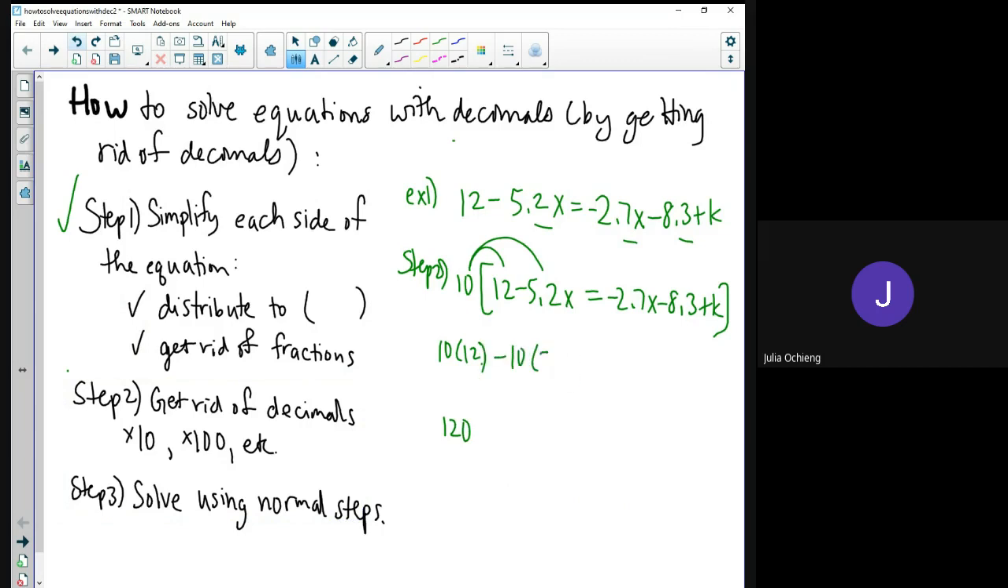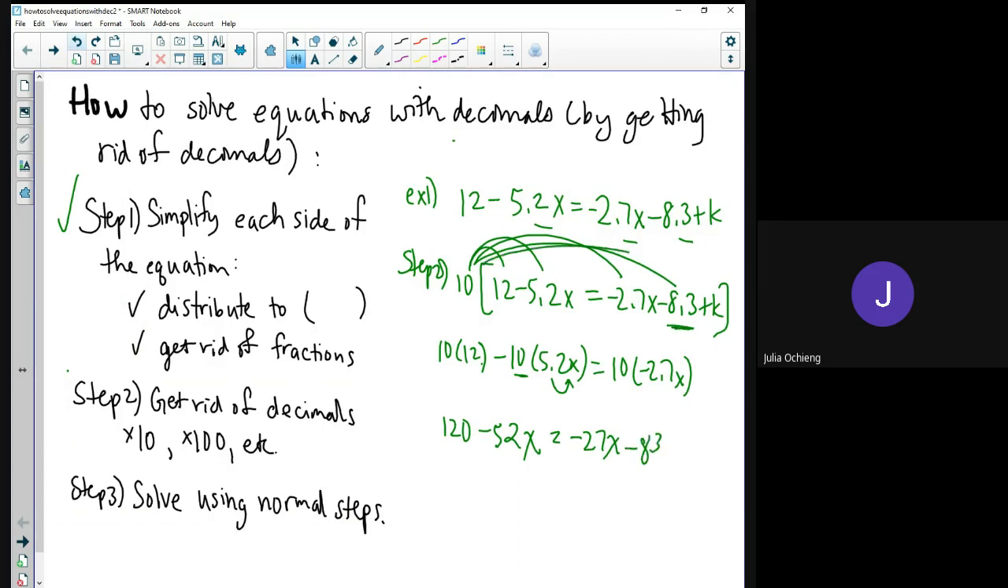The 10 to the front. Remember that multiplying by 10 means you're just going to move the decimal over, so that's going to become minus 52x, or you can do it in your calculator as 10 times 5.2. On the other side, I'm going to do 10 times negative 2.7x. Again, I moved the decimal place 1 over, so that's going to be negative 27x. And then I'm going to multiply 10 times negative 8.3, that's going to be negative 83.